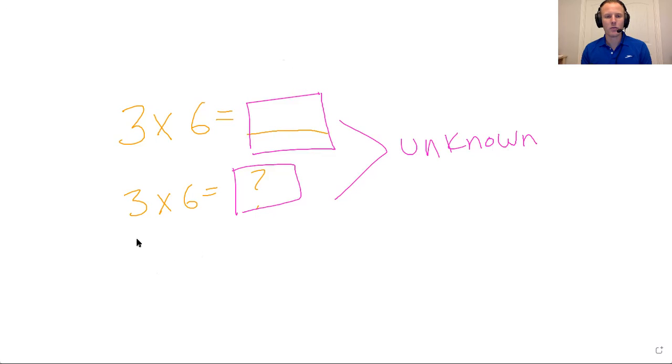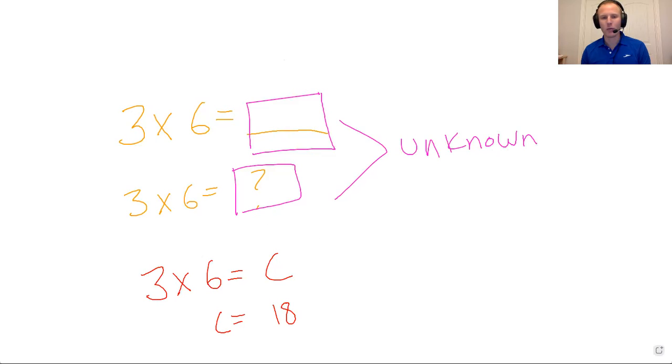So this would be written as 3 times 6 equals C, for example. Then you'd say your answer would be C equals 18, right? So C is just a placeholder. It shows the part that we don't know.